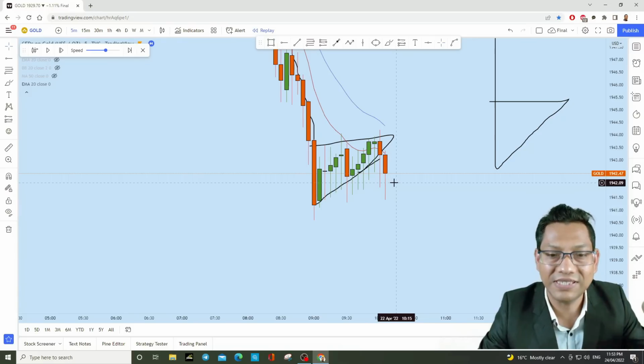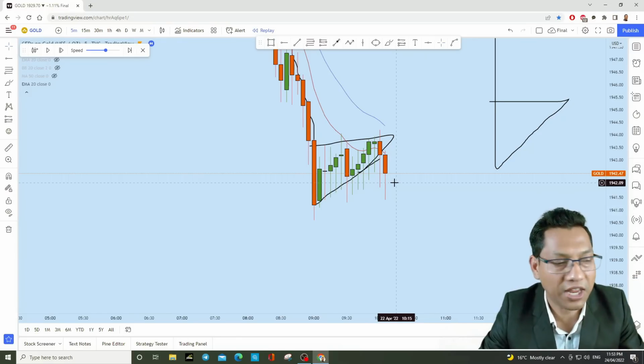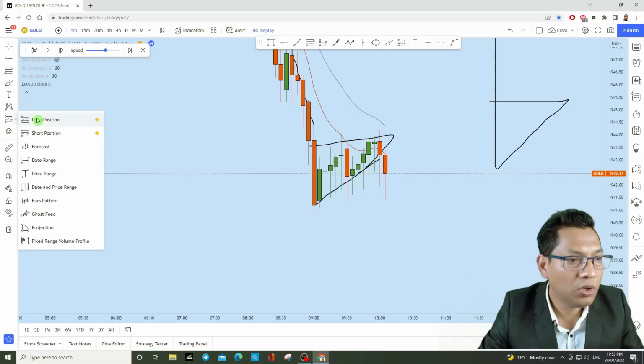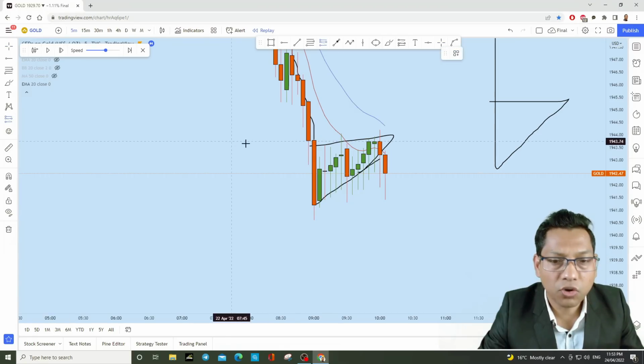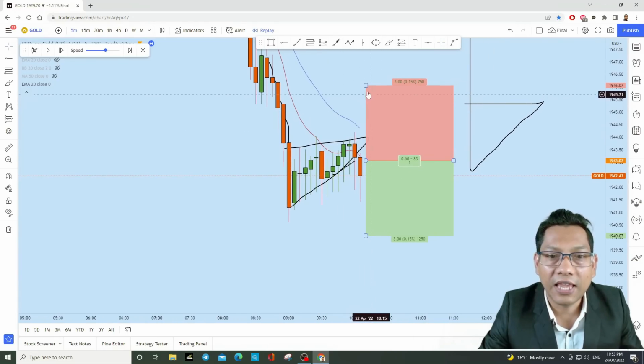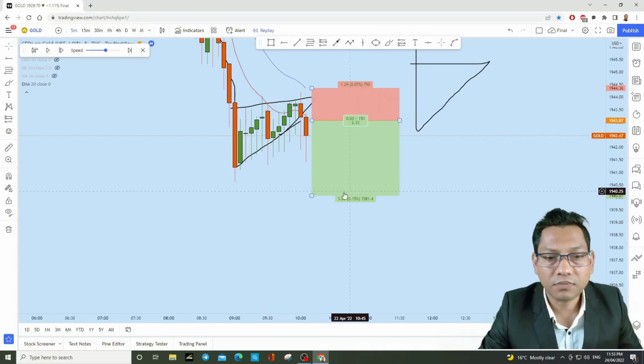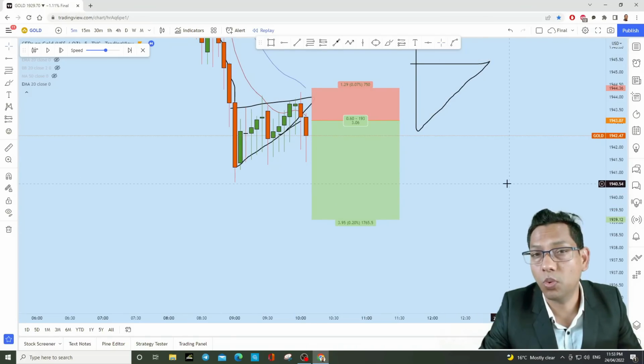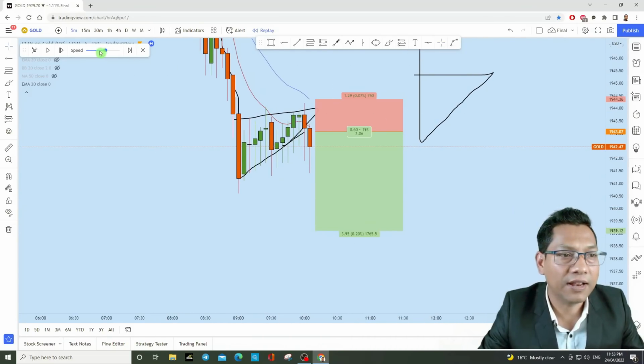Don't sell by market. The price is breaking, but don't experience FOMO. What you will do is place your pending order just below this structure level, keeping your stop loss always above all this structure, and then you will target at least a 1 to 3 risk to reward ratio. Now let's replay the chart.